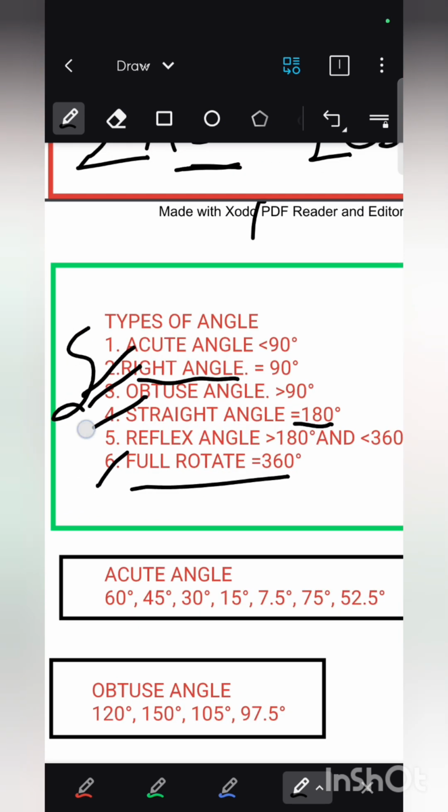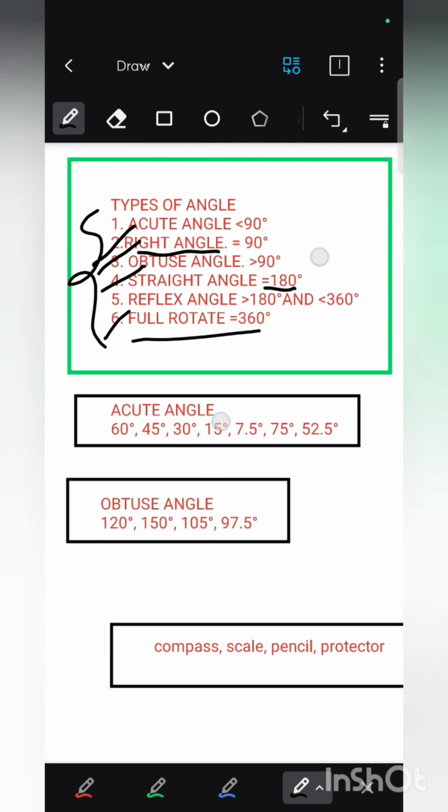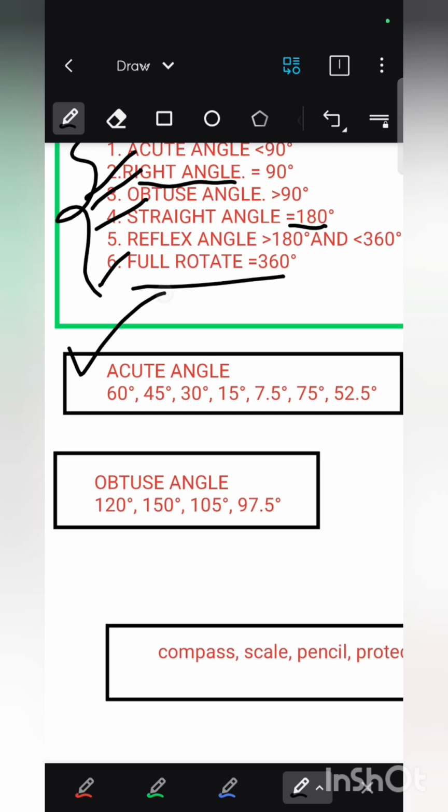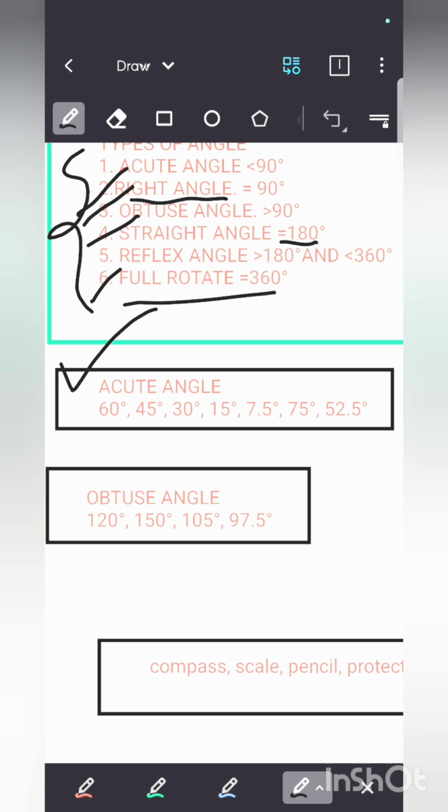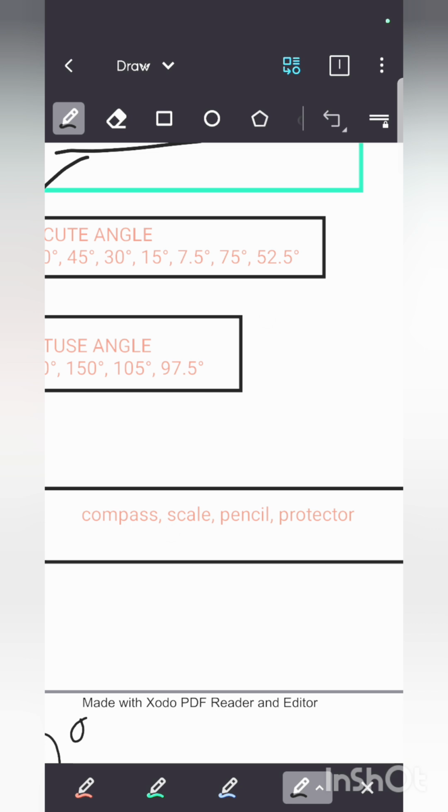We learn to draw these angles. I make a series of acute angles we learn to draw and obtuse angles we learn to draw. It is 60, 45, 30, 15, 7.5, 75, 52.5 and obtuse angles 120, 150, 105, 97.5. So what do we need to draw? We need a compass, scale, pencil and protector. Protector we use only for measuring whether it is right or wrong. You can say we use it for checking.